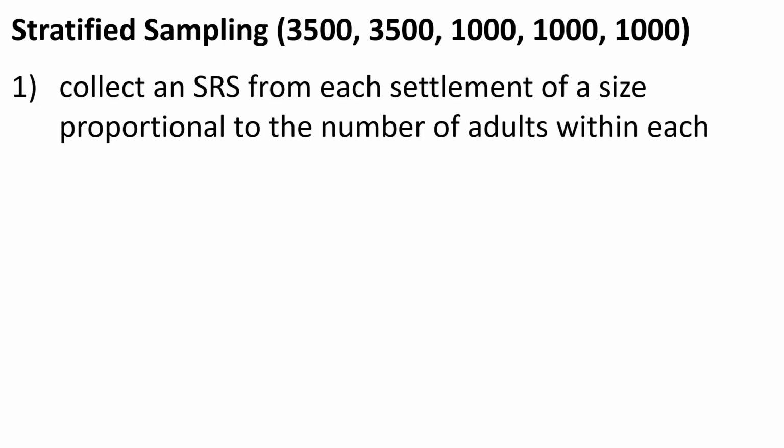What's probably the best way, apart from taking a simple random sample, is to take a stratified sample. And so remember that we have 5 communities. The first 2 are the larger ones with 3,500 people each, and the other 3 each have 1,000. So the idea in the stratified sample is we're going to collect a simple random sample from each settlement of a size proportional to the number of adults within those settlements.